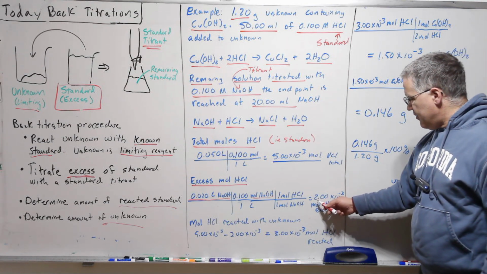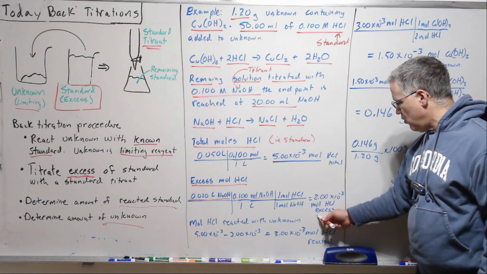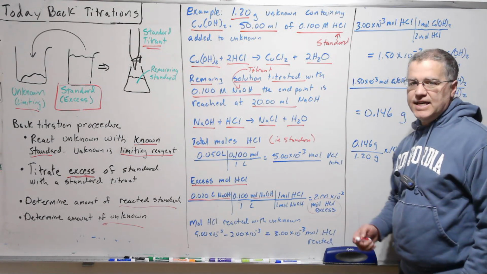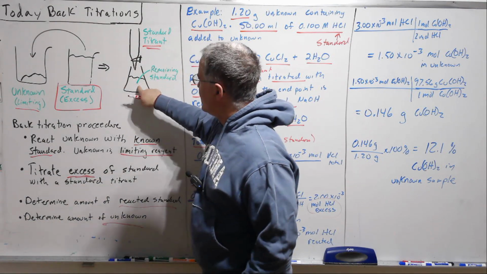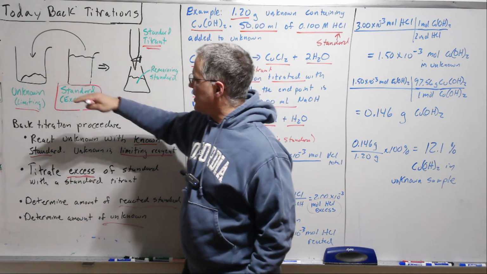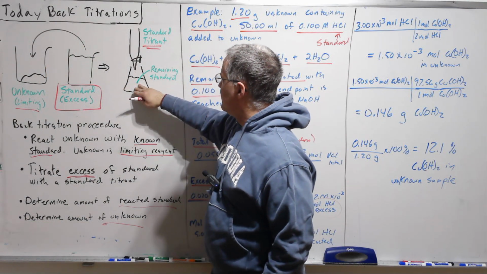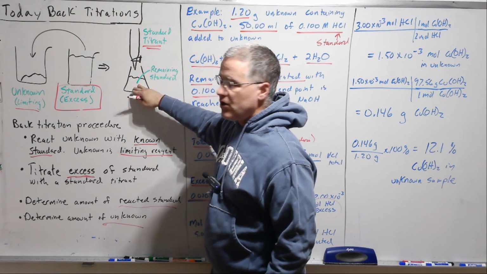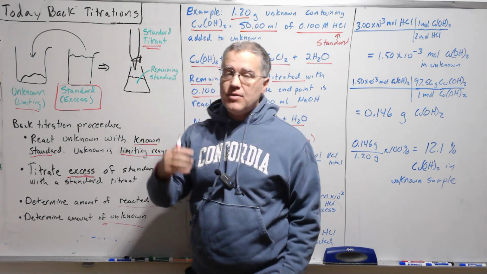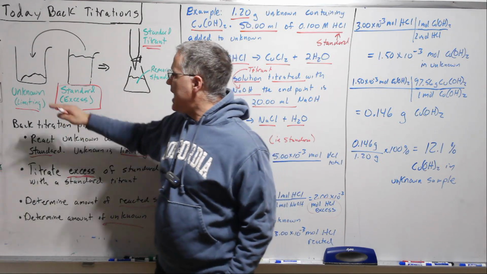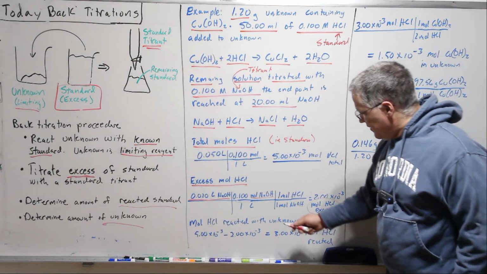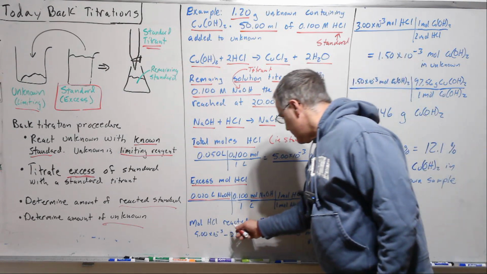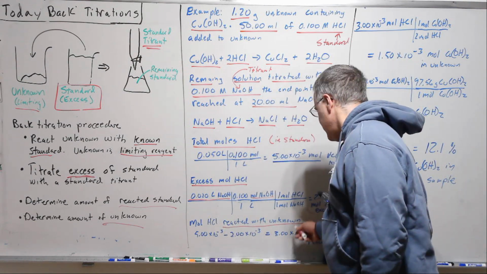All right, so now we have the number of moles that are in the excess sample here. So we've dumped this in here, we've let this reaction go, we're now titrating this, and we've determined the number of moles in here. So that's how many moles were left over that did not react with the unknown. So we need to figure out how many did react with the unknown. So what reacted with the unknown?